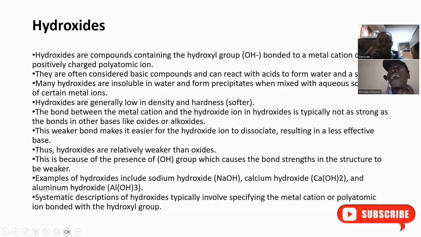It means they are easy to scratch with a coin, because they are relatively soft. These are the general properties of all the hydroxides. The bond between the metal cation and the hydroxide ion in hydroxides is typically not as strong as the bonds in other bases like oxides or alkoxides. Meaning, because this bond strength is weak, it makes these hydroxides relatively softer, and also because of the presence of the OH, this hydroxyl group, it makes them relatively softer.